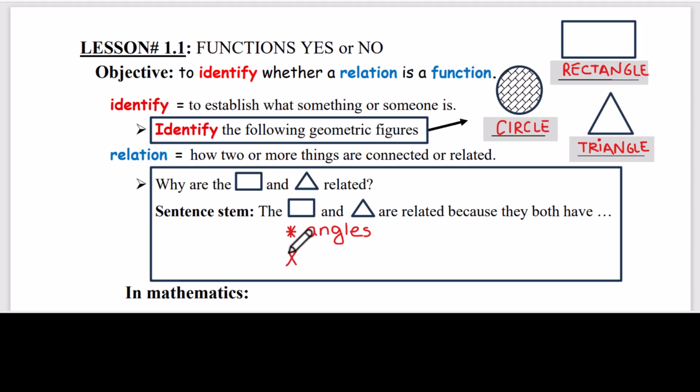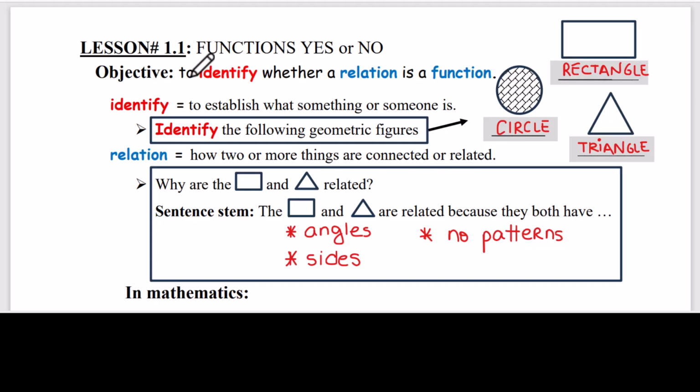Okay, and then what is another reason? The rectangle and triangle are related because they both have sides. The rectangle has four sides and the triangle has three sides. Another reason why they're related is, if you notice, the circle has a pattern, but the rectangle and the triangle don't have patterns. So the rectangle and the triangle are related because they both have no pattern. So that could be some of the reasons you wrote of how these two geometric figures are related.